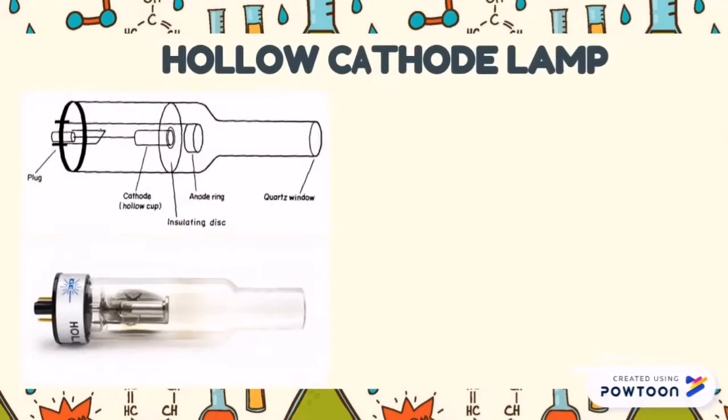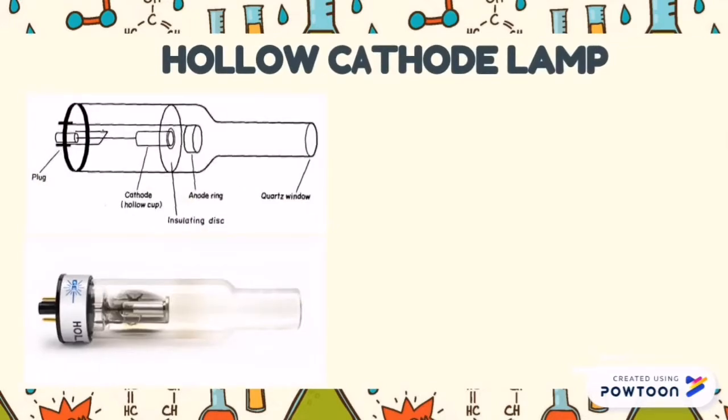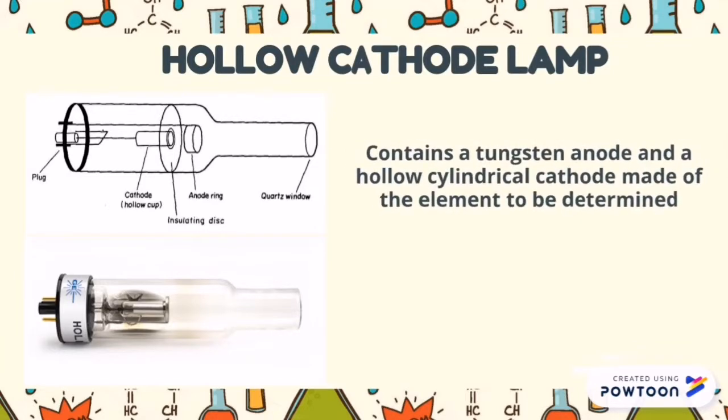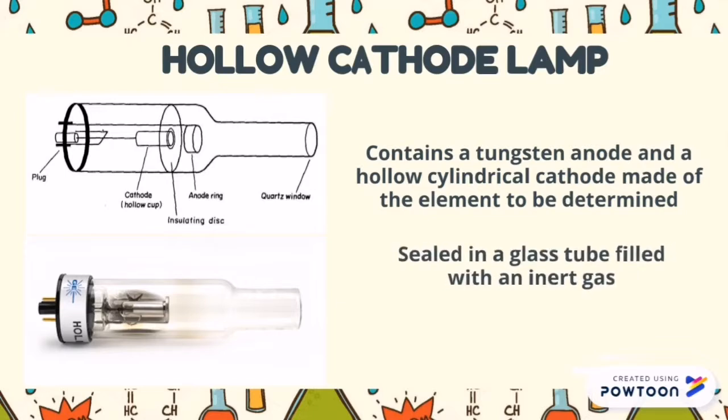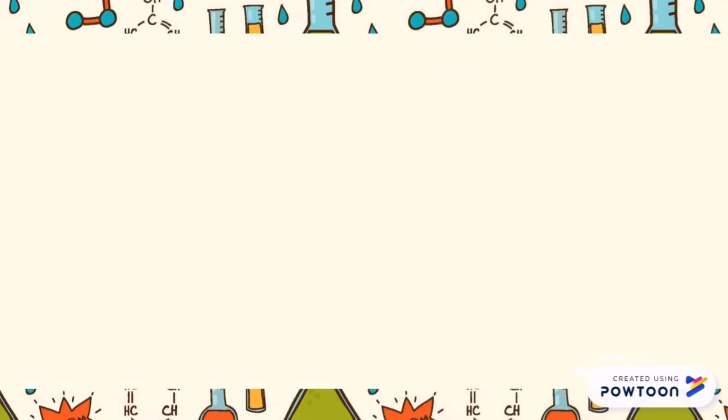Hollow cathode lamp is the most common radiation source in atomic absorption spectroscopy. It contains a tungsten anode and a hollow cylindrical cathode made of the element to be determined. These are sealed in a glass tube filled with an inert gas. Each element has its own unique lamp, which must be used for that analysis.